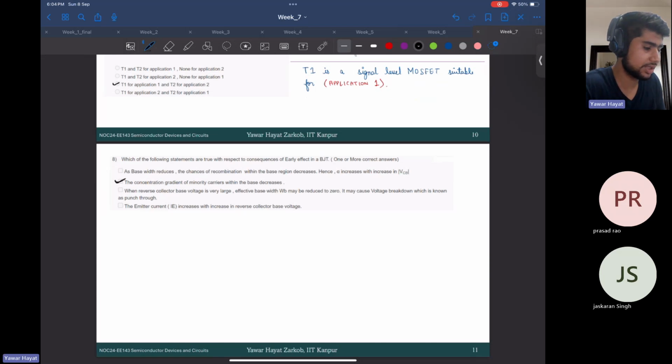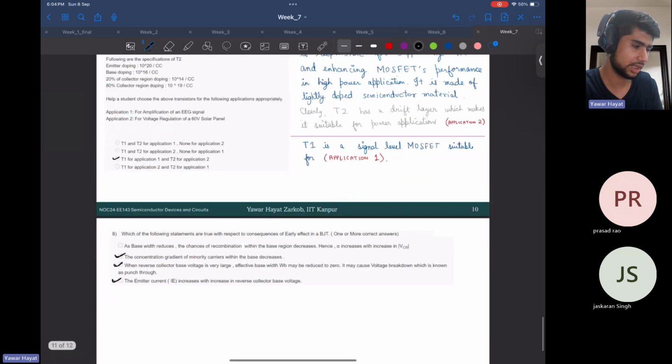What about the third one? When reverse collector base voltage is very large, effective base width WB may be reduced to zero. Yes, it may cause voltage breakdown, which is known as punch through. This is something that you know, right? And emitter current increases with increase in the reverse collector base voltage. True, right? This one is also correct. So it turns out three options are correct for this question. Only the first one is not correct.